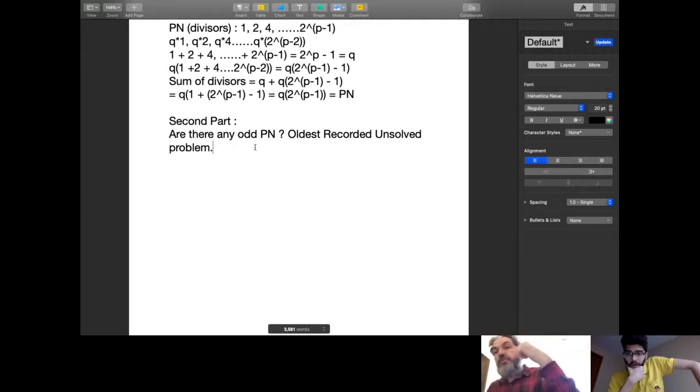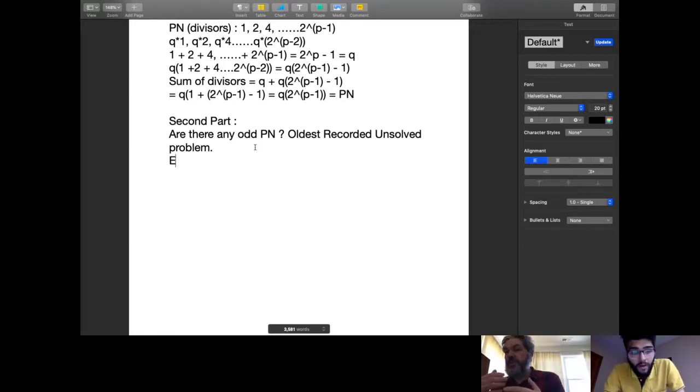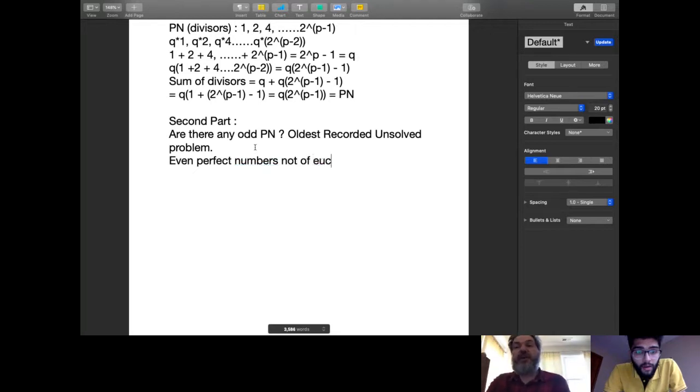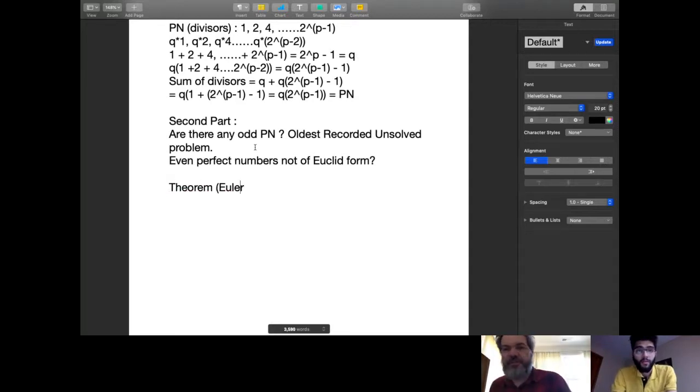Now, about the other part, even perfect numbers. 10 is not a perfect number. It's not of that form. But are there any even numbers that are perfect that are not of the form specified by Euclid? That's the content of Euler's theorem. So let's write: theorem due to Euler. We discussed another theorem of Euler, but it's just another theorem of Euler.